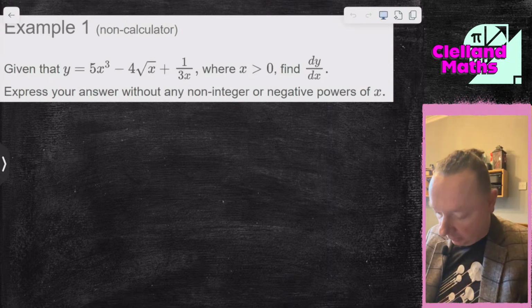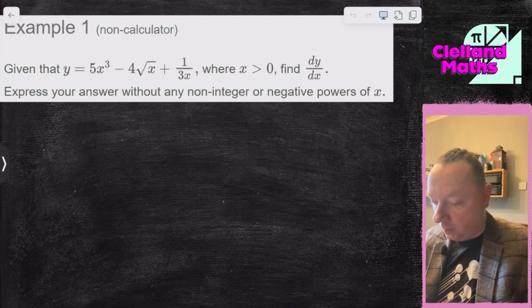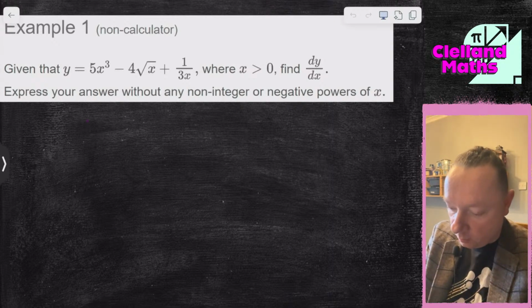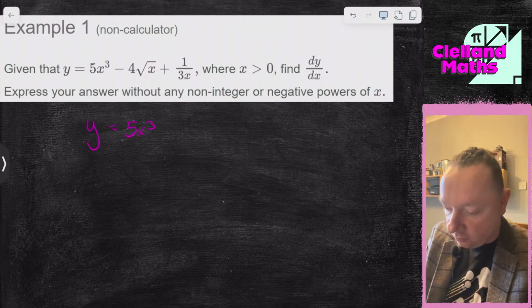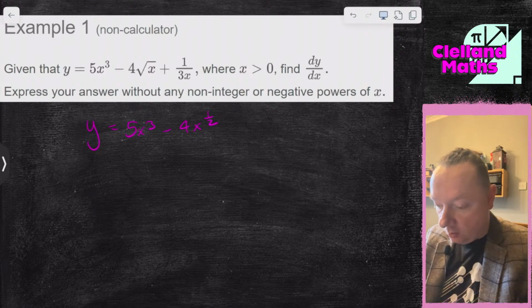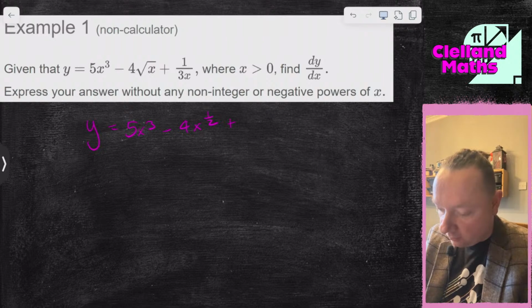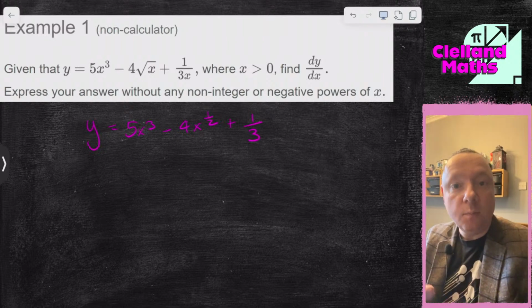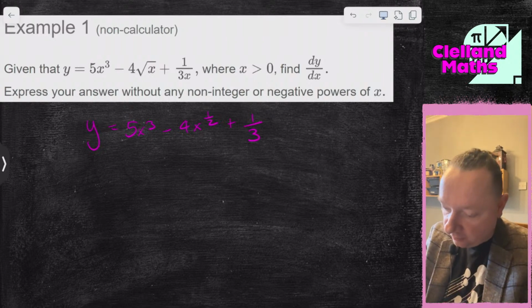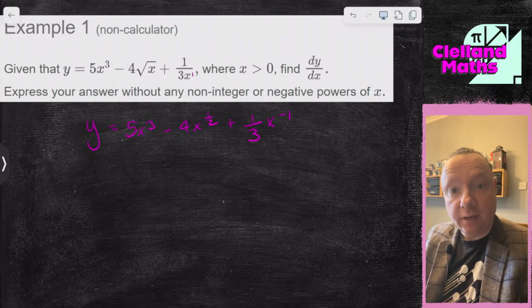So when we differentiate, we want to get ready to differentiate first by getting rid of all our roots and all our powers underneath. So I'm going to start with y equals 5x cubed minus 4, now root x becomes x to the power of a half. And 1/3 and then x on the bottom, well, that's a bit weird. With the 1 and the 3 stays where it is, don't be tempted to move that 3, it's just the x. So if you think of the x, it's got a power of 1 at the moment, so it becomes a power of minus 1. And now I can differentiate.